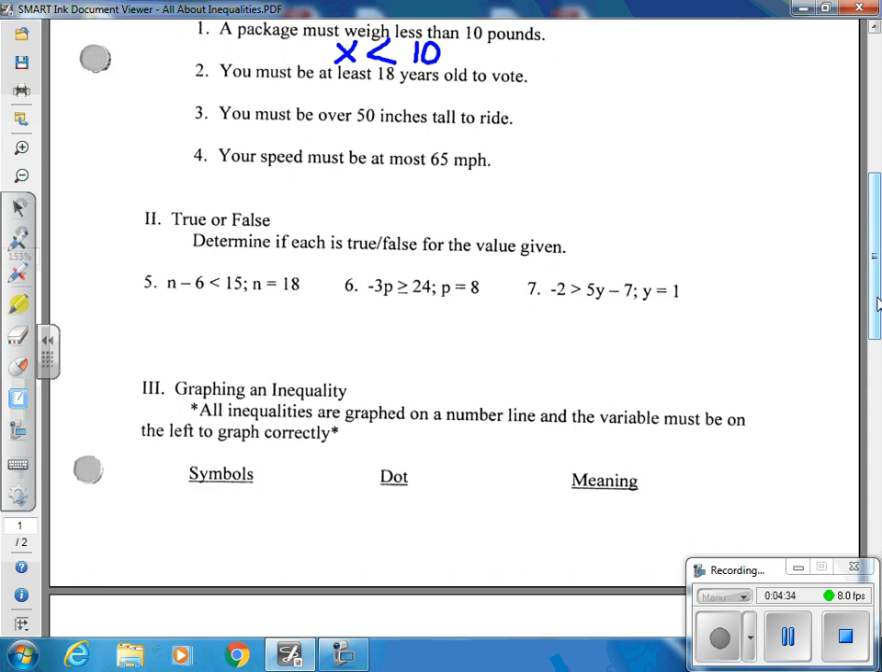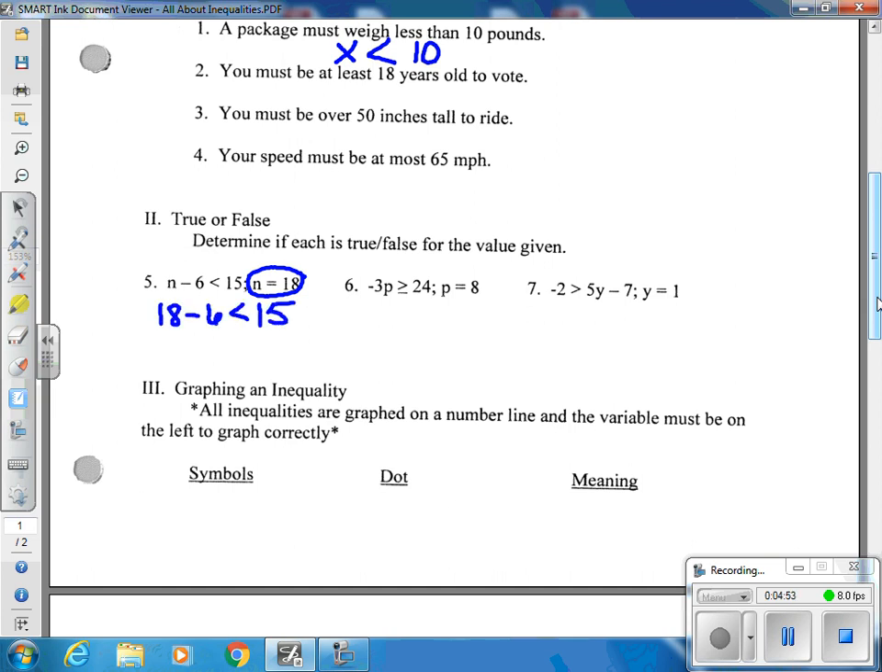For part 2, you are to determine if each is true or false for the value given. So they're going to give you the value after the semicolon. So this one tells you that n equals 18. You're going to plug it in, and you're going to see if that makes a true statement or a false statement. So if I put 18 in place of the n, I have 18 minus 6 is less than 15.